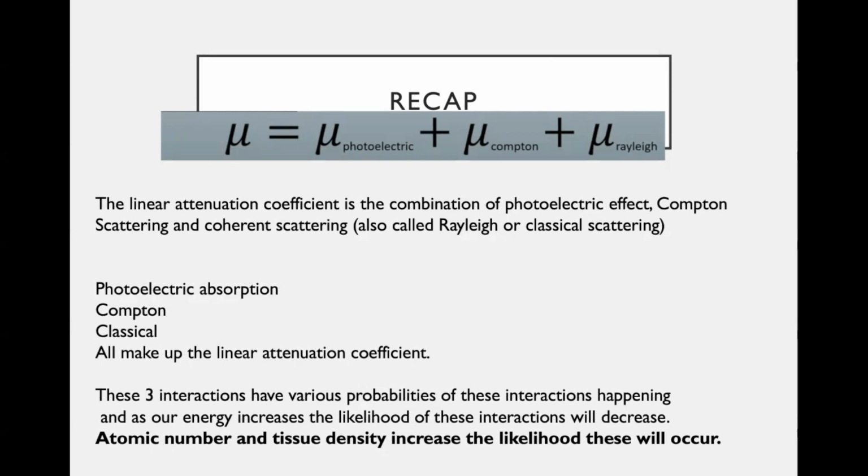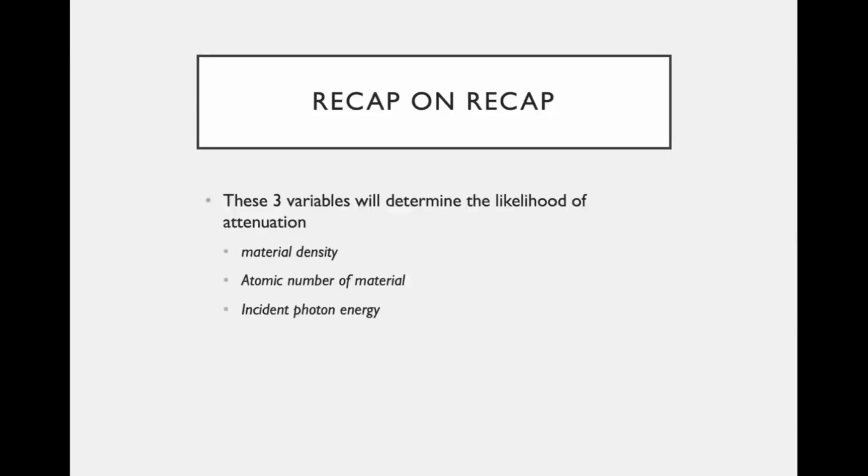So as the atomic number and the tissue density increase, the likelihood of photons being attenuated will increase. Okay, so these three factors will determine the likelihood of photons being attenuated: the density of the material, the atomic number, such as a high Z number, such as bone or metal, and the incident photon energy, because higher energies will be transmitted more than the lower energies.